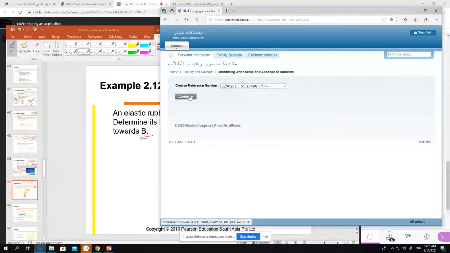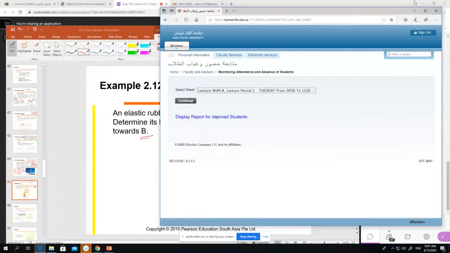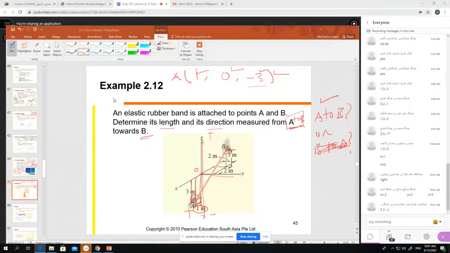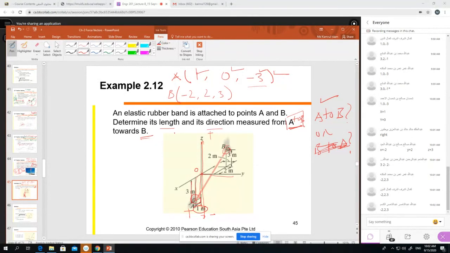Find the coordinate for B. My question is find the coordinate for B. And B is equal to how much? Someone is saying minus two, two and three.